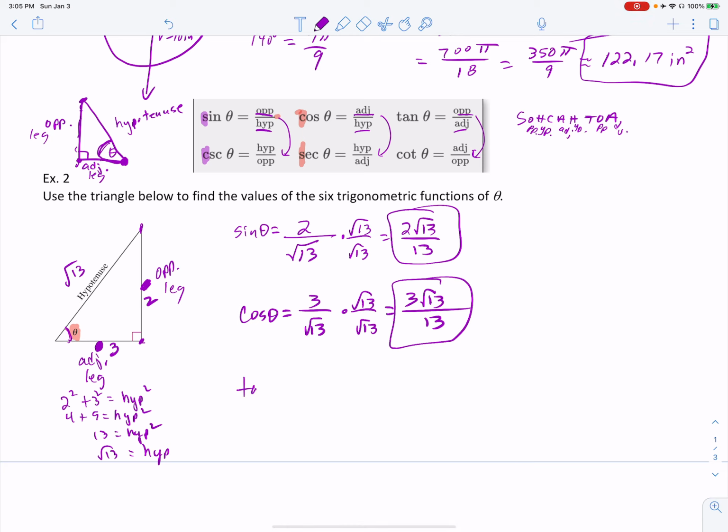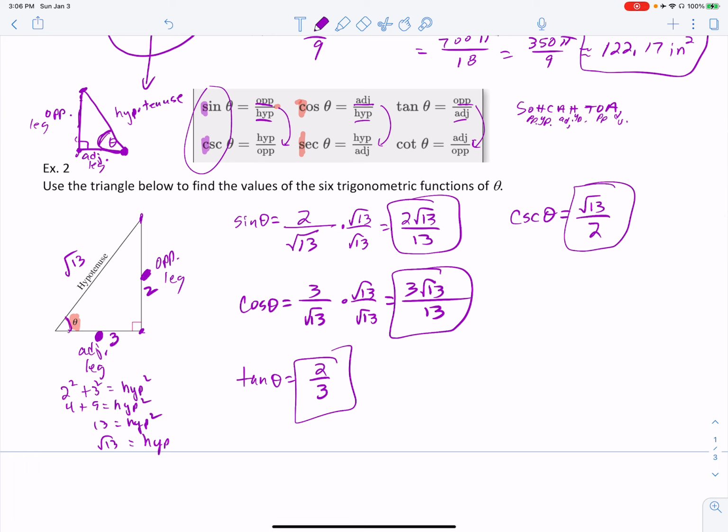And then the tangent of theta is opposite over adjacent. And so tangent is going to be 2 over 3. And that doesn't need to be rationalized. And then we're going to come over here, and the reciprocal of sine is cosecant. Cosecant is the hypotenuse over the opposite, which the new values will be 2. That already is rationalized. 2 in the denominator is a rational number, so we don't need to multiply it.